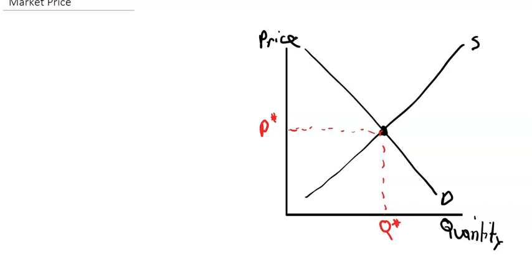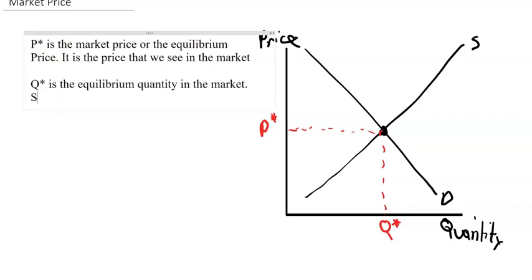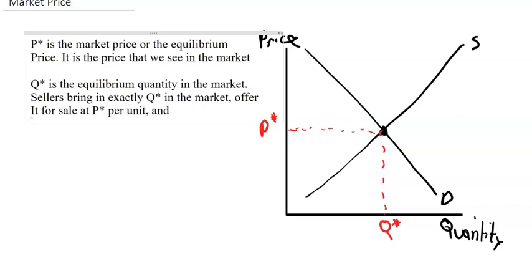So we can now talk about how price is determined in the market. Let us write that. Let's say P star now is the market price or the equilibrium price. It is the price that we see in the market. And Q star is the equilibrium quantity in the market. Sellers bring in Q star to the market, offer it for sale at P star per unit, and buyers buy exactly Q star from the market at price P star.